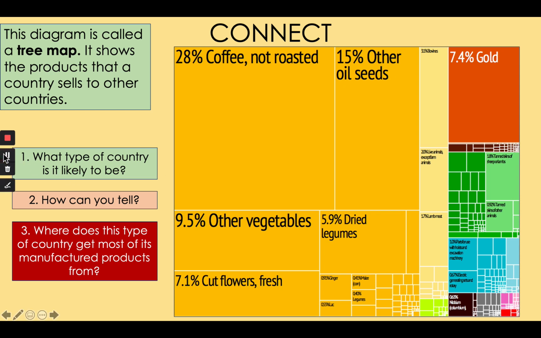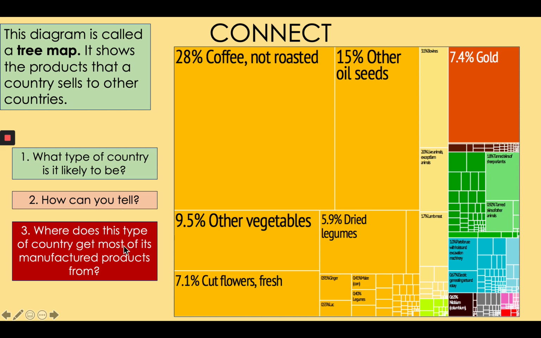Okay, number 1. What type of country is this likely to be? Well, if you look carefully, you'll have noticed that all of these products are from the primary sector. They are primary products. So are many of these, and so are these. These are from mining. Gold is a mined product. So most of what this country exports, what it sells, are primary products. And since the largest sector in an LIC is the primary sector, this is likely to be an LIC. That's the answer to number 1.